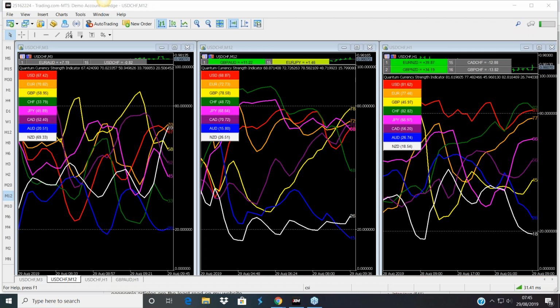It's been bouncing around at the bottom there in oversold territory. The Aussie is still selling off quite hard, and the dollar's up at the top. The red line is flip-flopping around in overbought there.